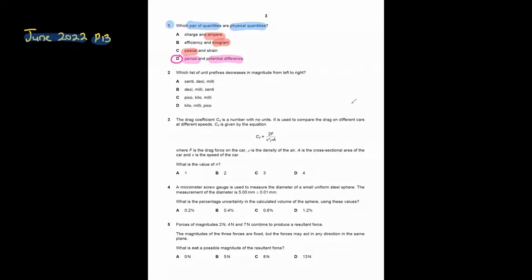Now, when you're talking about ampere, ampere is the unit of current. And then kilogram is actually the unit of mass. And then Pascal is actually the unit of pressure. Okay, so this column here is unit, and then this column here is actually physical quantity.